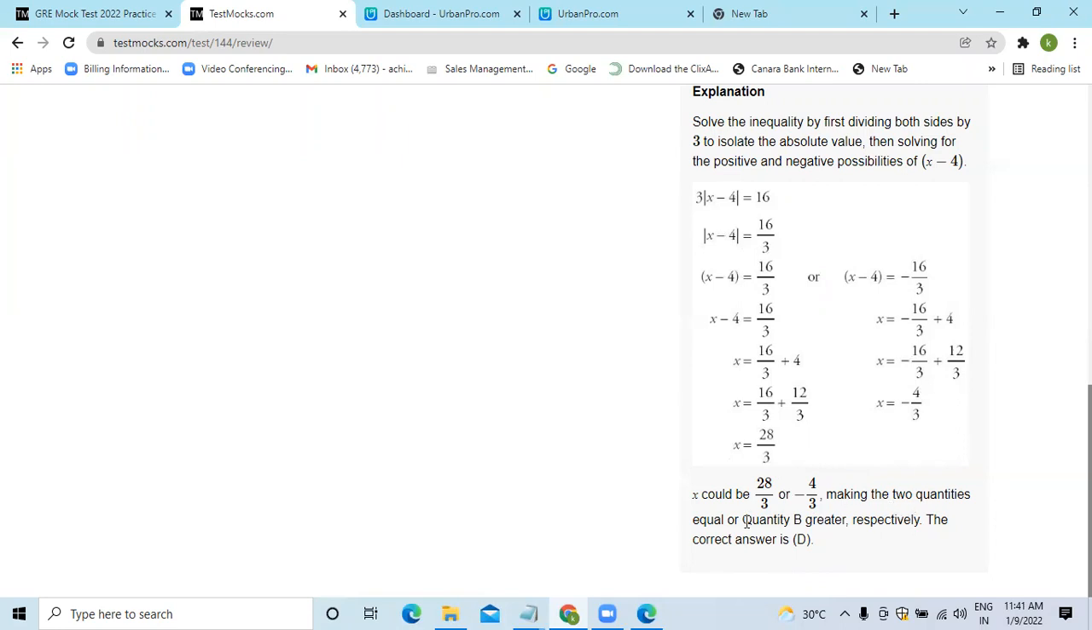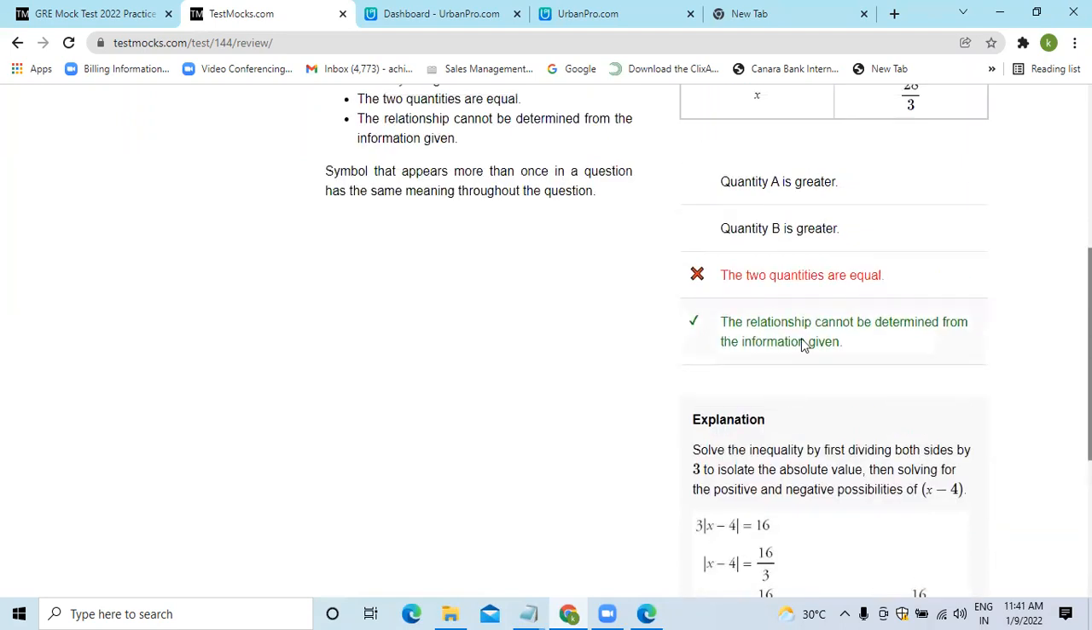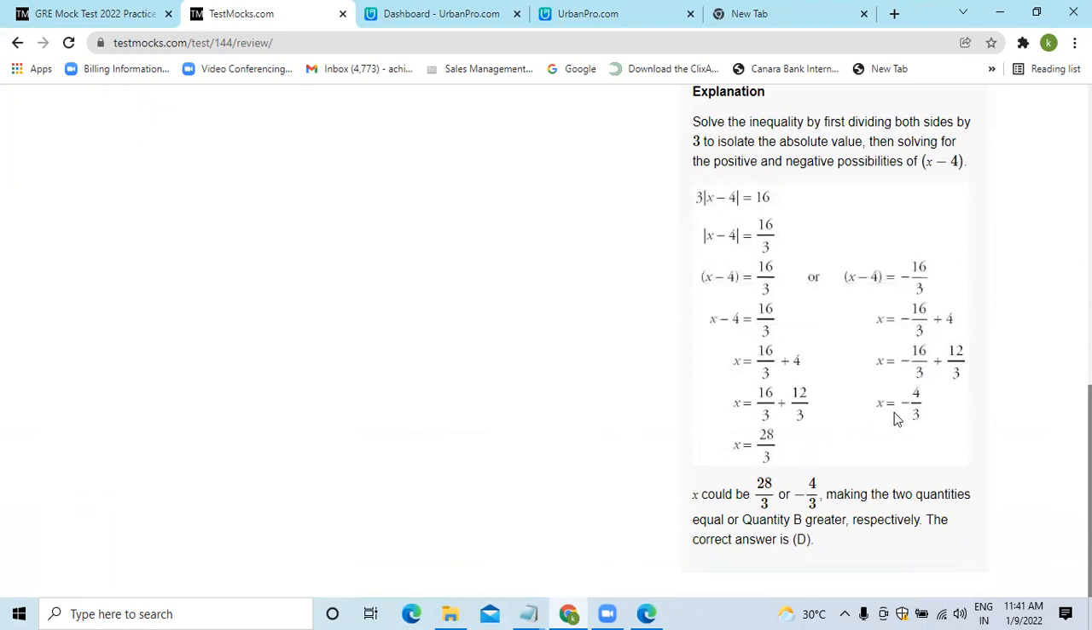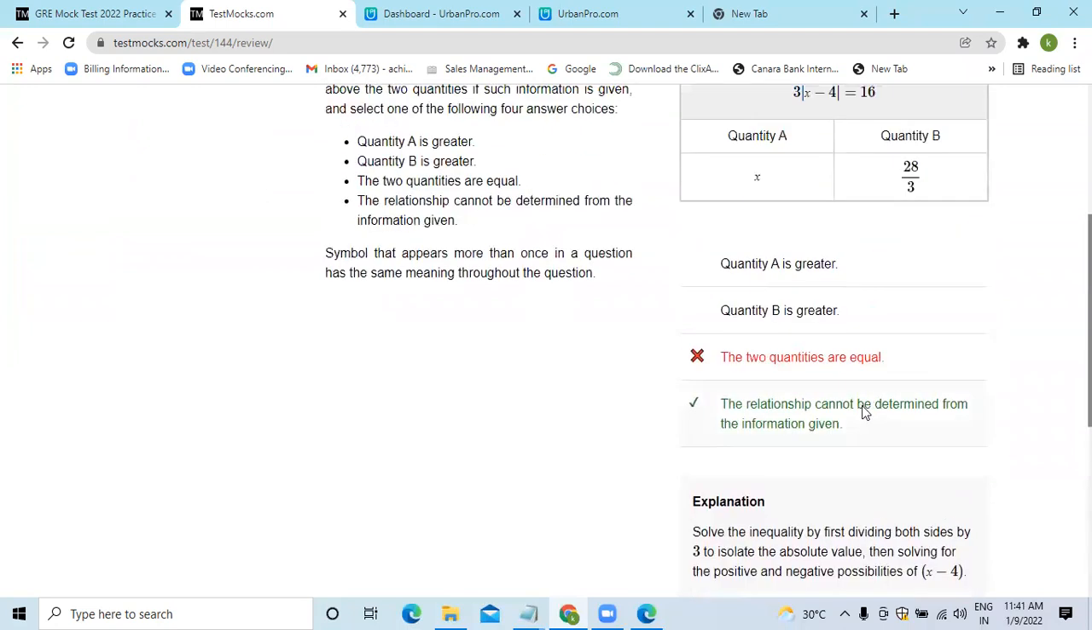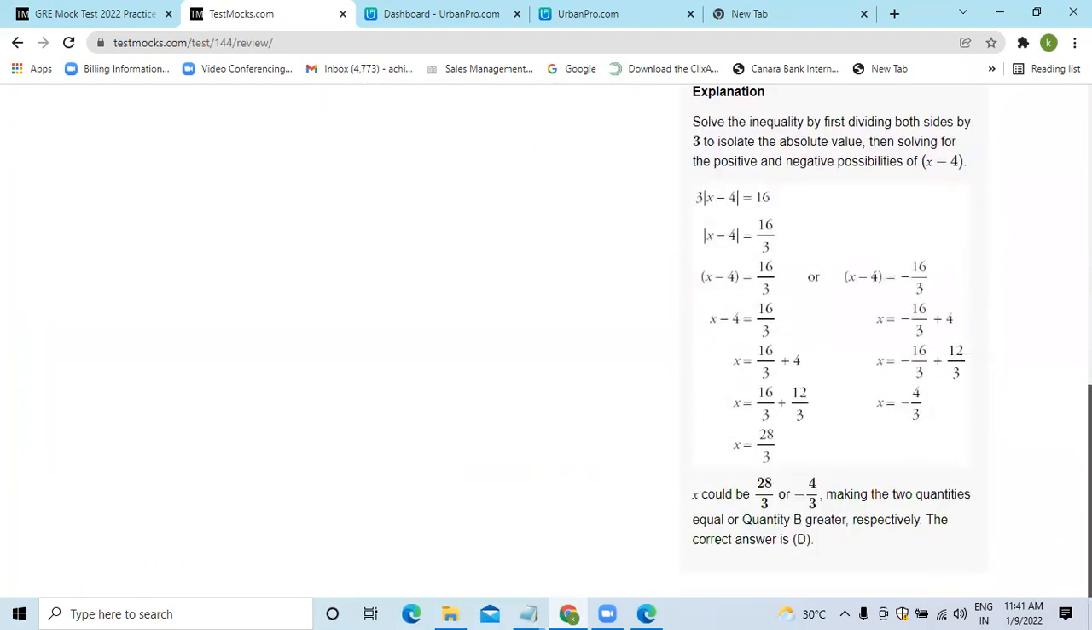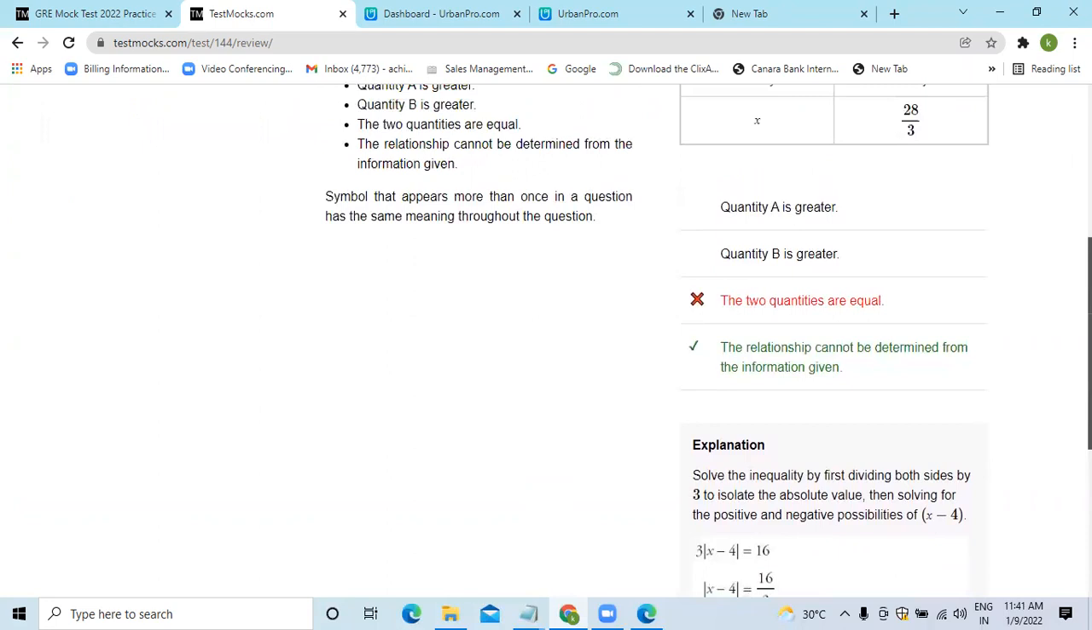Okay, making the two quantities equal, or quantity B is greater respectively, and the answer is D. So you cannot really determine the relationship here, right? Yeah, I forgot to take the minus in this, because I got the 28 by 3, and I was like, oh, these are equal. Okay. So they're asking us whether quantity A, x, is greater or 28 by 3. You cannot really determine the relationship, because it could either be 28 by 3 or it could be even minus 4 by 3. So the relationship cannot be determined. So you have to mark the answer D here.